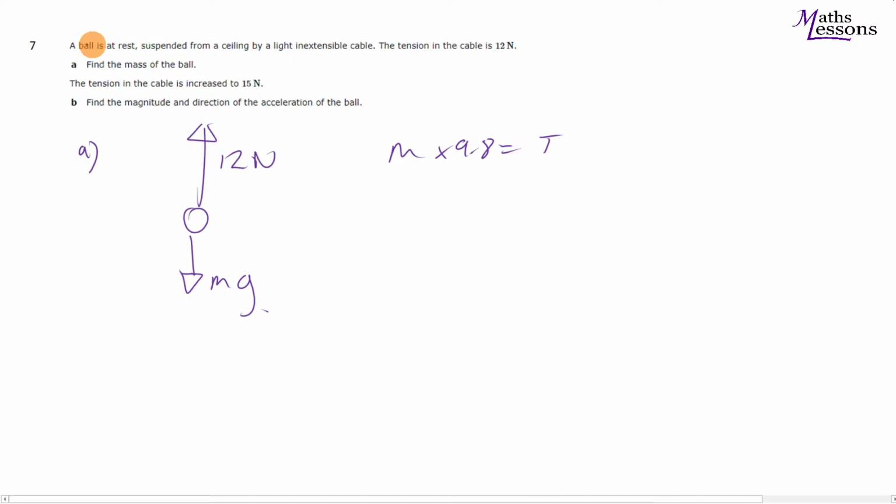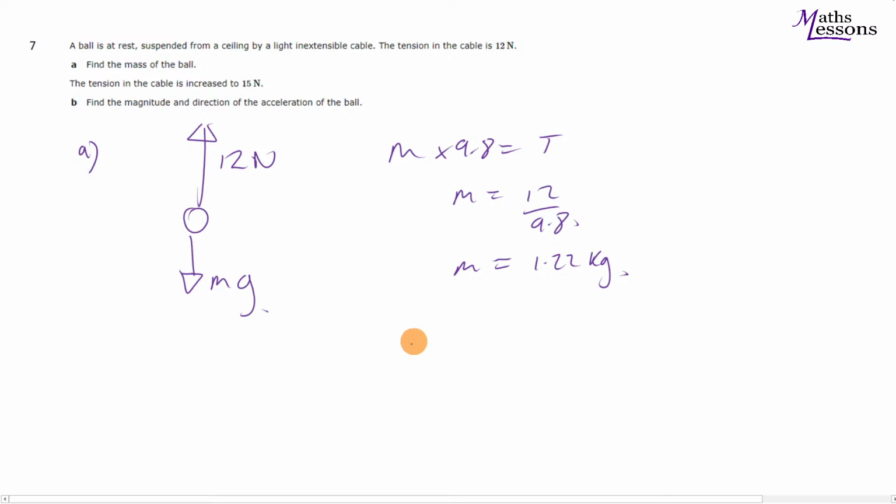The ball is at rest, and if the ball is at rest, we're in equilibrium. So these two forces must equal each other. So the forces going up must equal the forces going down, because there's going to be no resultant force. So therefore m will equal 12 over 9.8, and m comes out to be 1.22 kg.